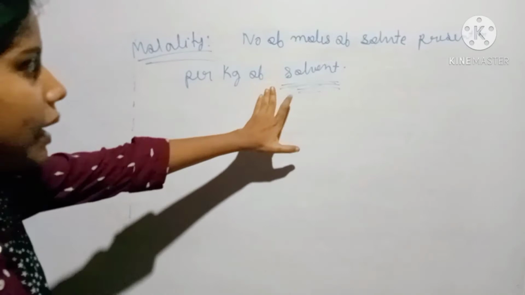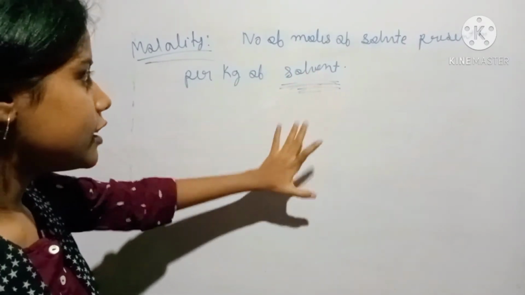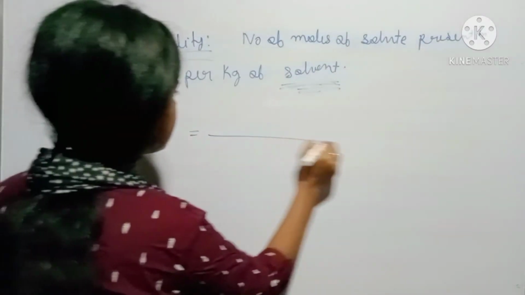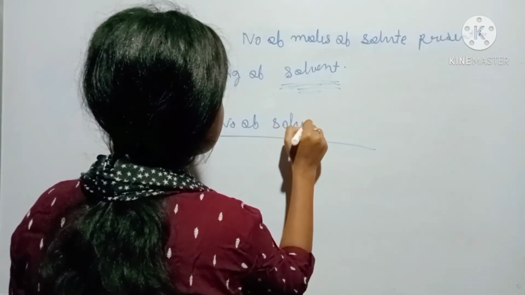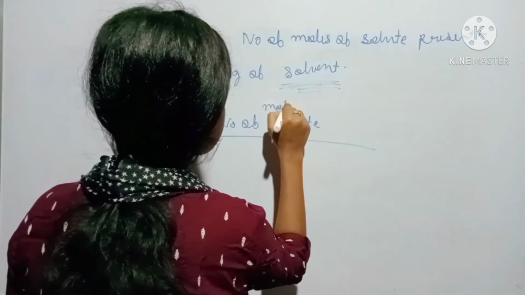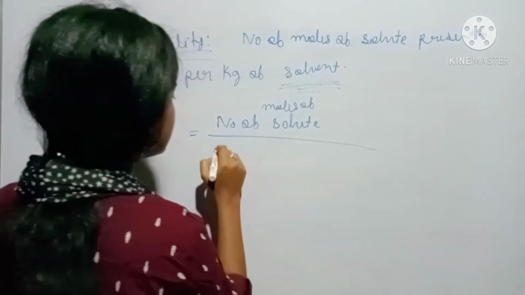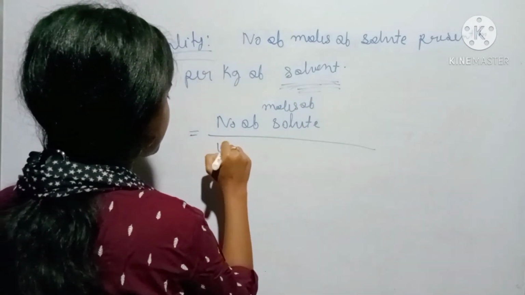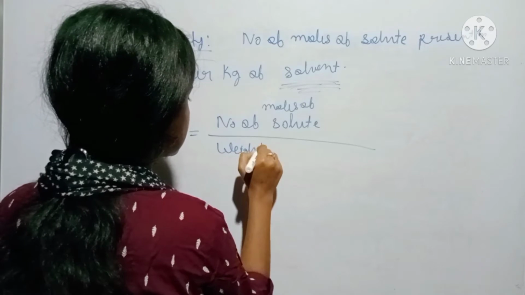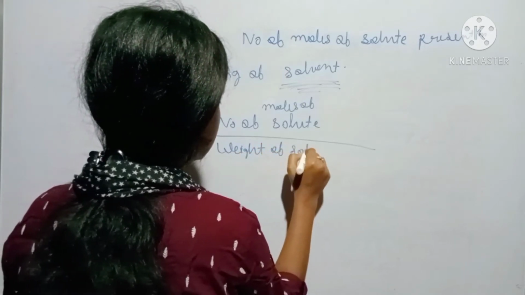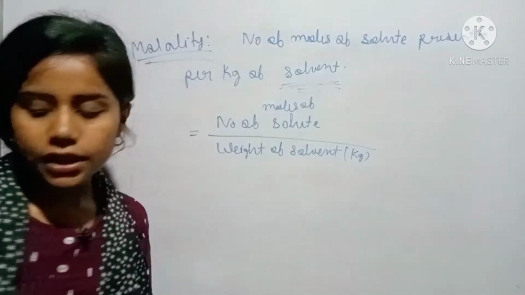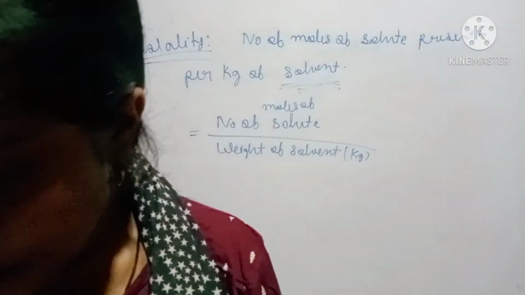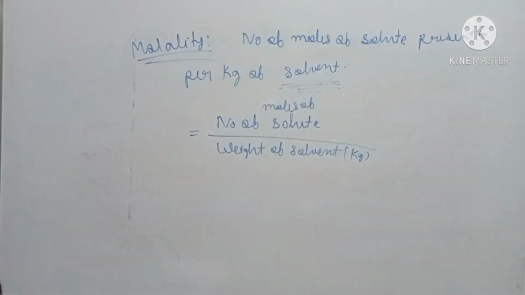You have to put the solvent in the below, like in the above, the number of moles of solute, and in the below, the weight of solvent, and it must be in kg. After that I am going to take an example from your book, and it will be very easy then.